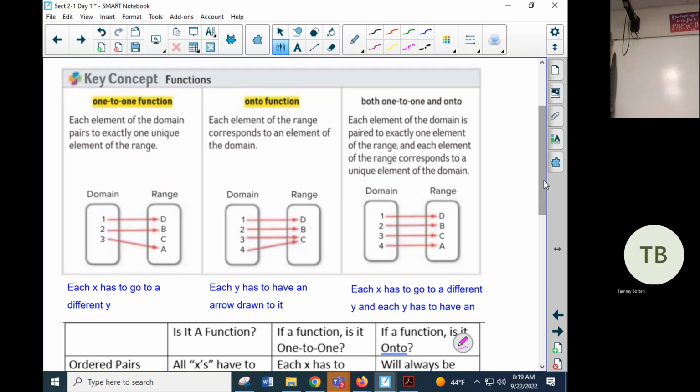And then there's functions that are both one-to-one and onto. And in these, every x has to go to a different y. So you couldn't have two arrows coming from any of these. And each y has to have an arrow to it. So if I added a letter E down here that didn't have an arrow, then it would not be onto.